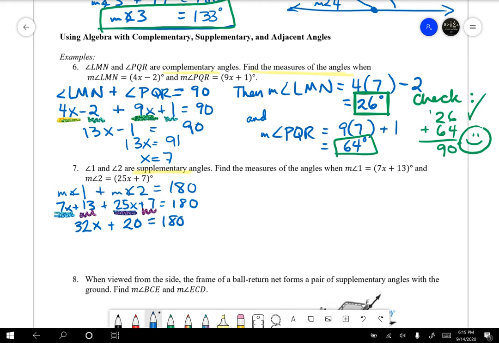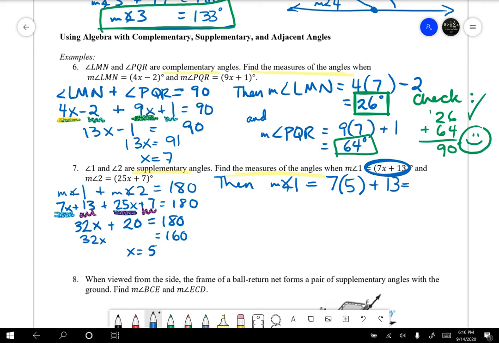I'm going to subtract 20 from both sides. I'm going to divide both sides by 32. And I get x equals 5. Now I can find the measures of the angles. So again, I'm showing all my work. So the measure of angle 1 is equal to 7 times x plus 13 from here, and x is 5.